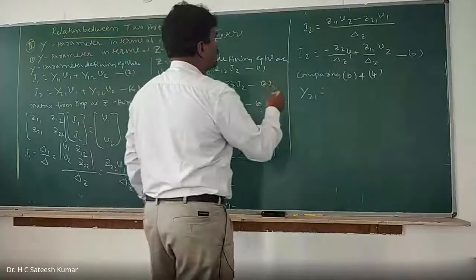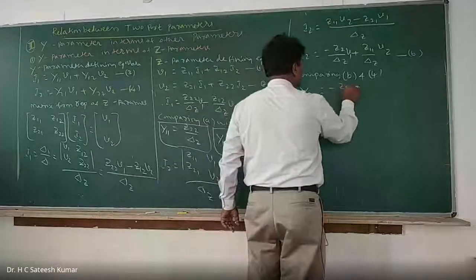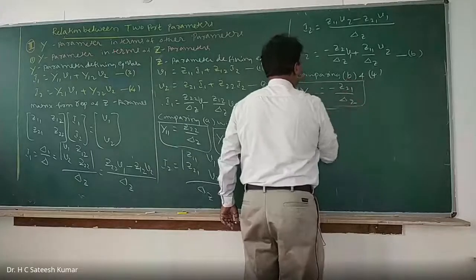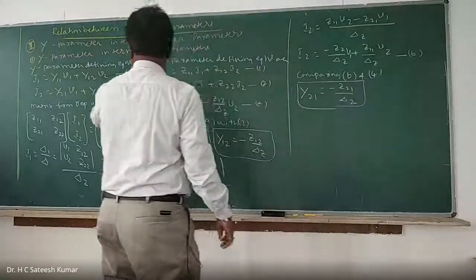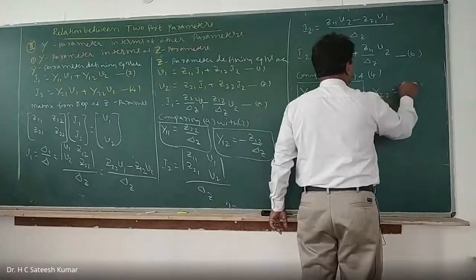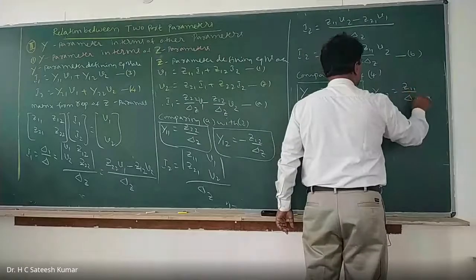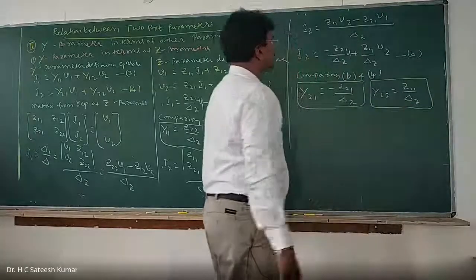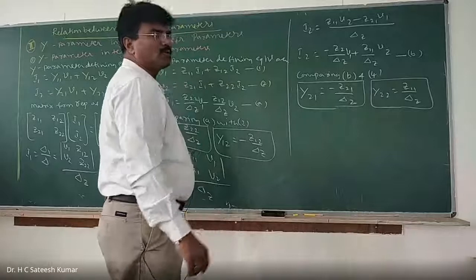Y21 is equal to minus Z21 divided by delta Z. Similarly, Y22 is equal to Z11 divided by delta Z. Okay, right. So that is your equation B and 4.